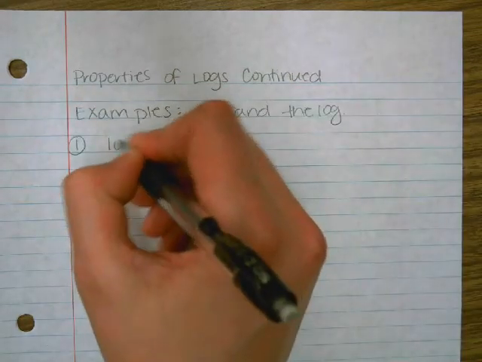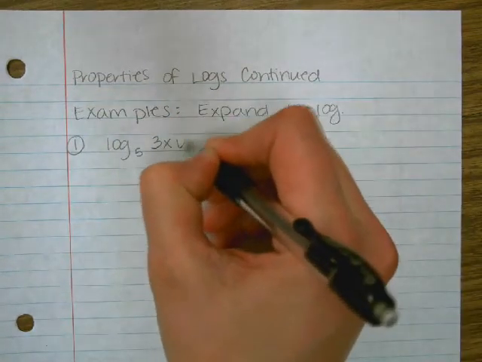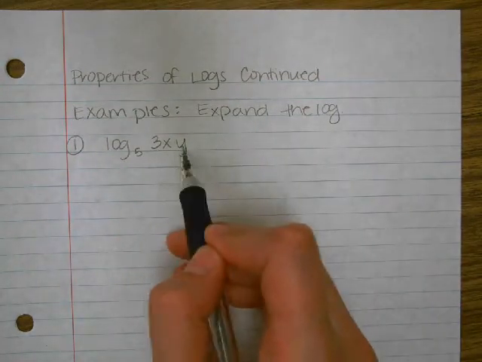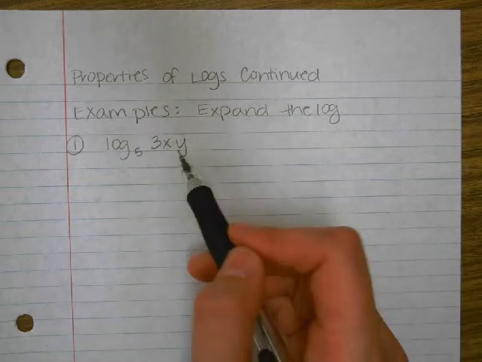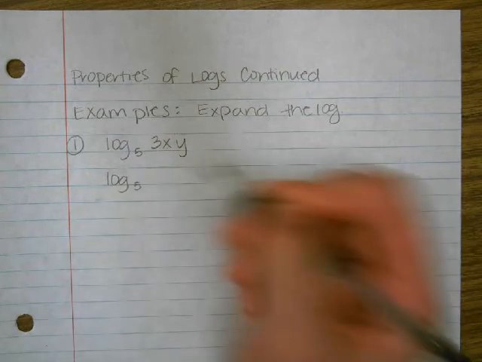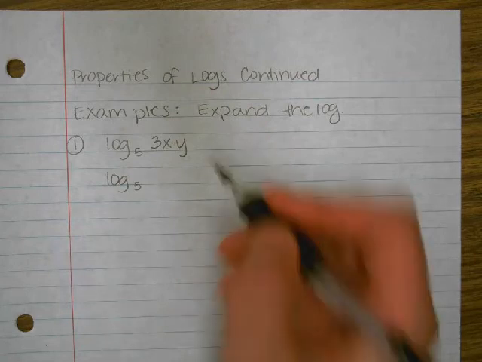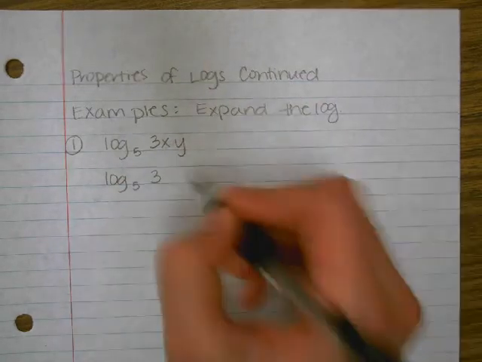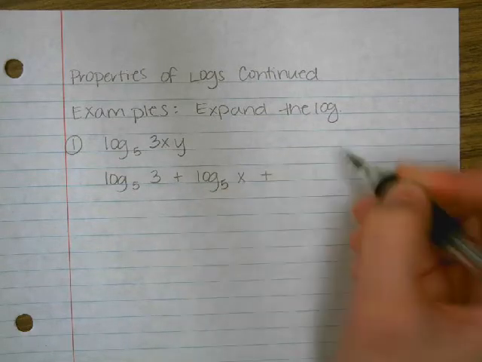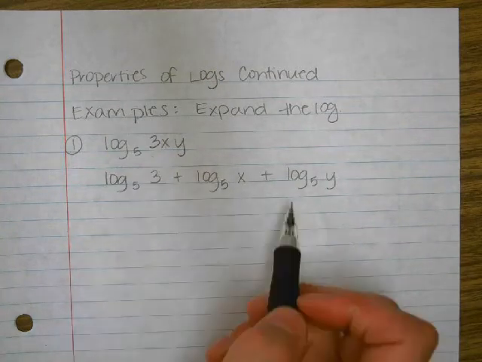So let's say we had log base 5 of 3xy. Here, I can see that I have three different things that are all being multiplied together. So that means I'm going to have log base 5 of 3 times. And since these are multiplied together, that means we would be adding them. So log base 5 of 3 plus log base 5 of x plus log base 5 of y. So I took a condensed expression and I expanded it out.